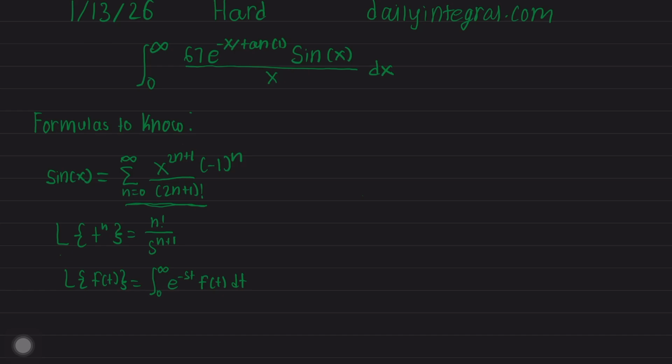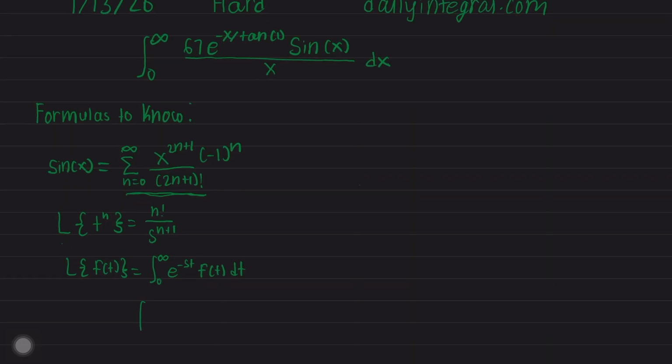So first off, we see a sine of x over x. This is clearly not something elementary. We cannot easily integrate this. That's why we're going to substitute in its Taylor series. So first, take out the 67, we'll have e to the negative x over tangent of 1, sine of x over x.